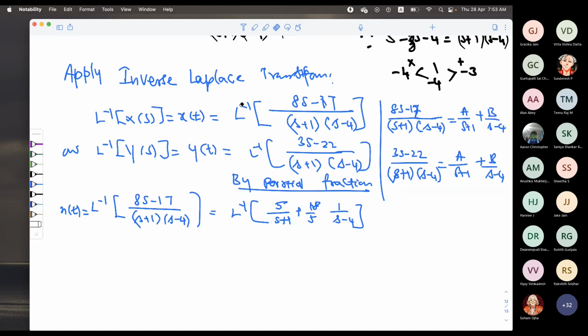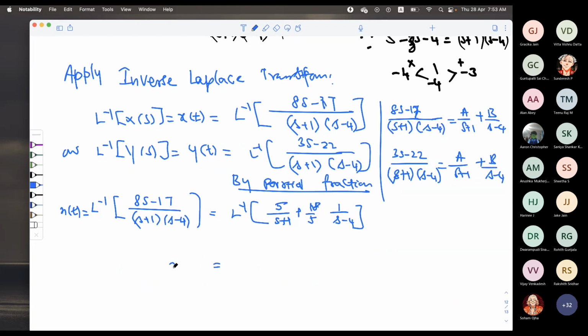Then for this apply the inverse Laplace transform. What is my x of t? So 5 I am taking out, remaining e raised to the power minus t plus 18 divided by 5, e raised to the power 4t. Is it clear?